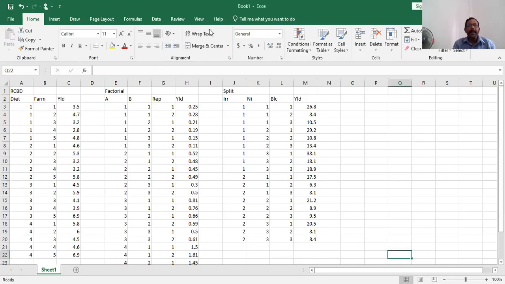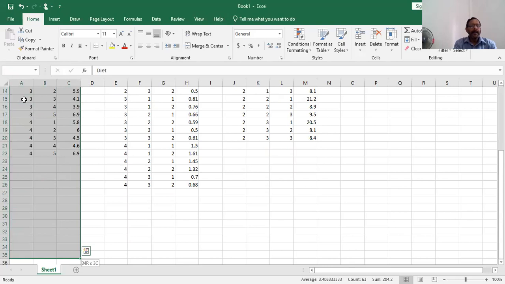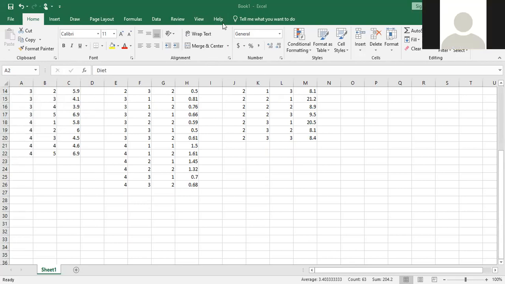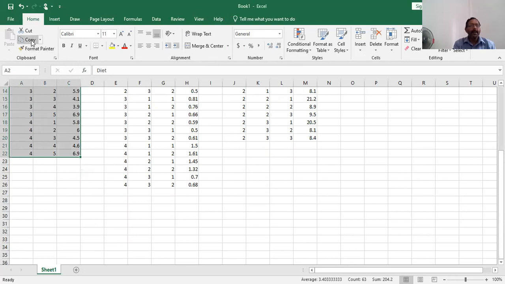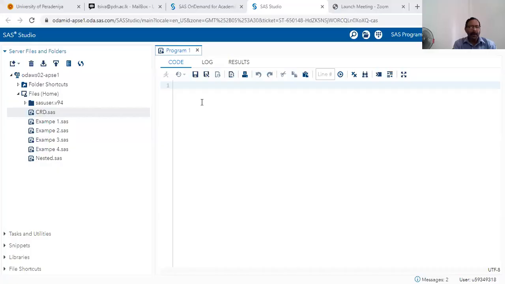So I'm going to copy this data. I don't know whether it works using Zoom. I'm not sure. Yes, copy. I have already copied the data. Now I'm going to put it in SAS.